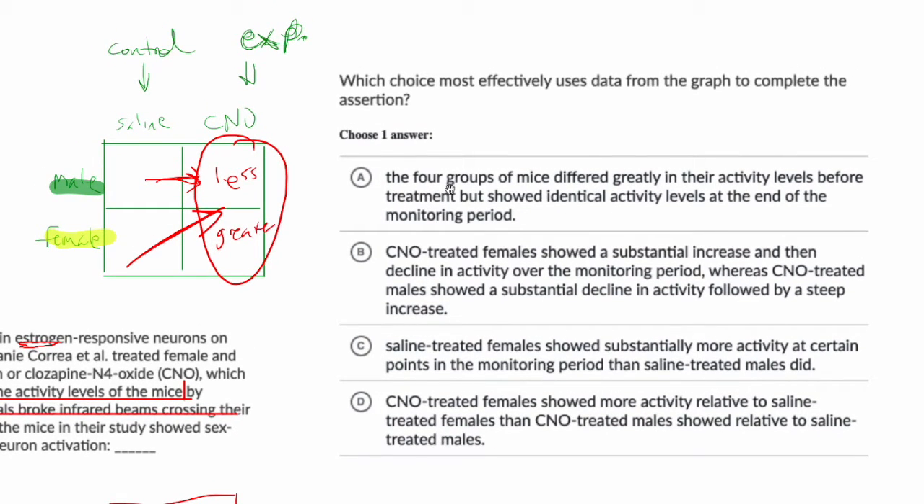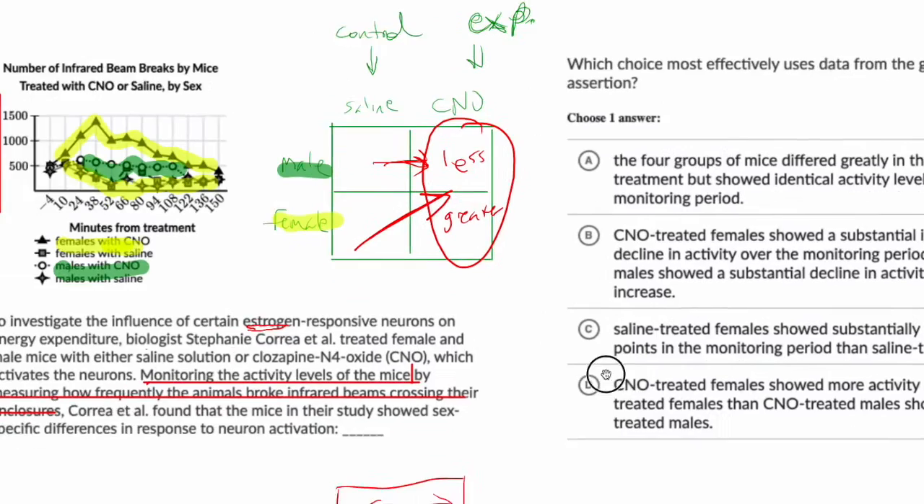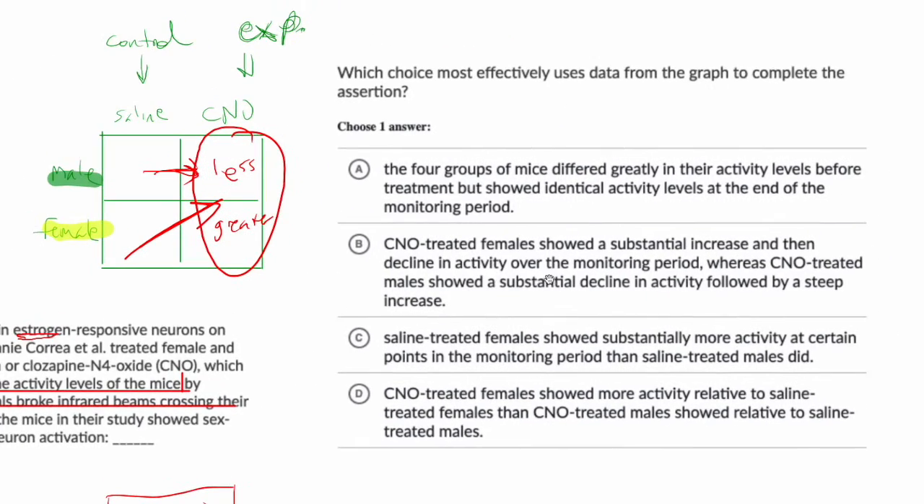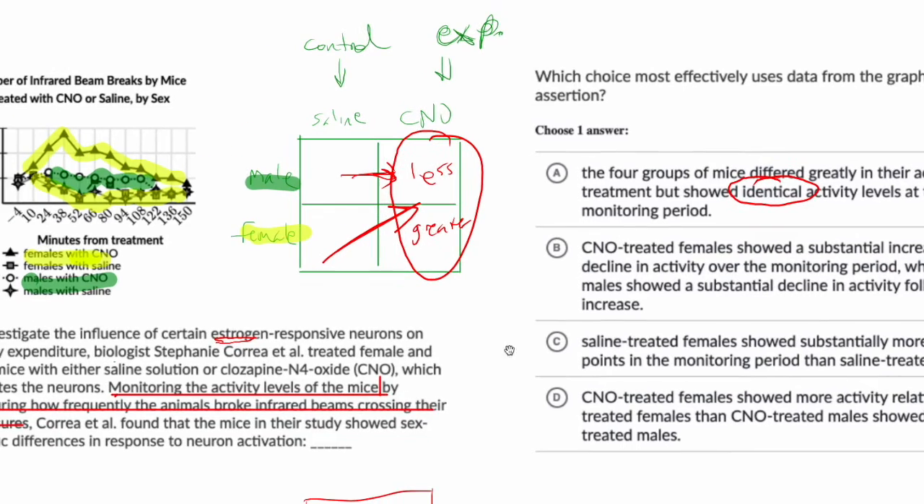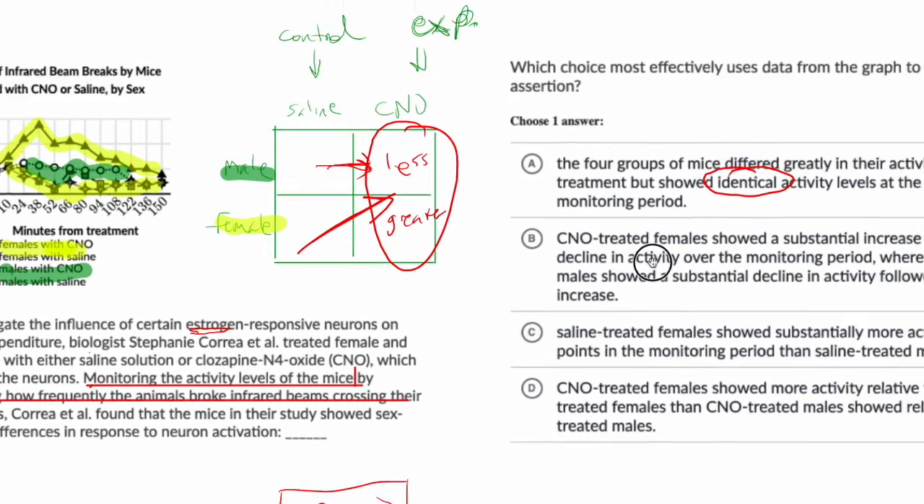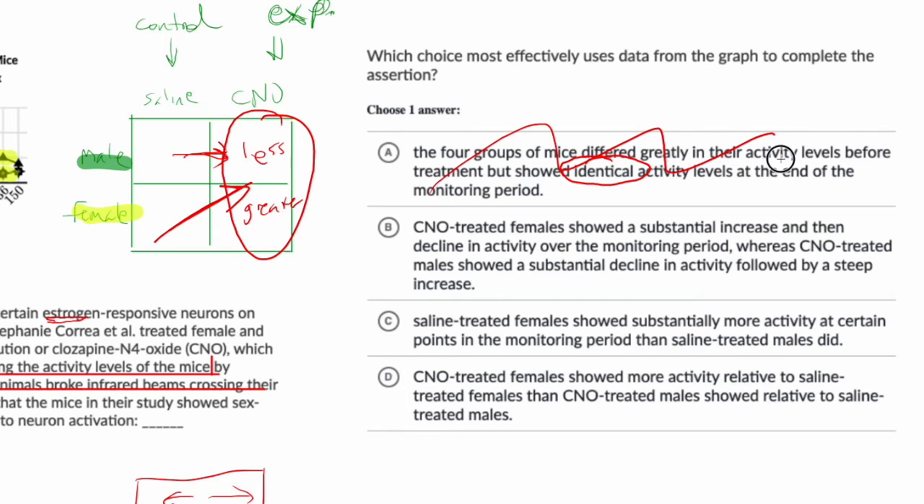What people have learned in their science classes, that's a little bit more content specific than they usually get on the SAT. But anyway, that's what's going on there. So what about the other choices? "The 4 groups of mice differed greatly in their activity levels before treatment, but showed identical levels." So first of all, that's an extreme word. Identical means they've got to be exactly the same, and even if they're similar, they're not identical. Among other problems with answer choice A, that's one that we could point out.